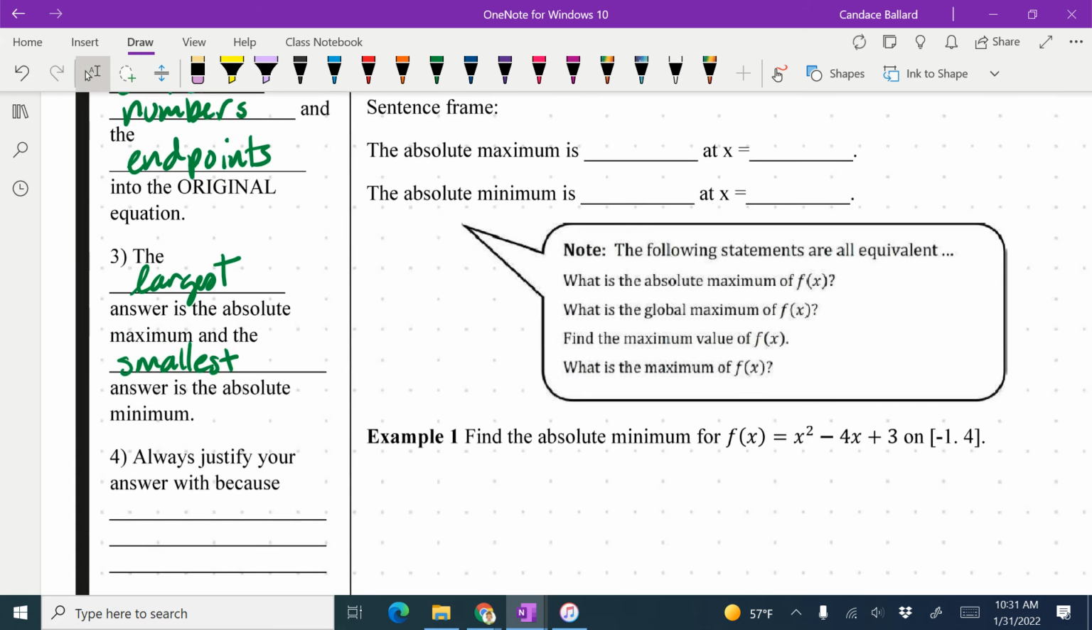Okay. We're going to edit this last part a little bit. I don't like what it says. So always justify your answer with, and you can cross that out. College Board has come out and said that the table is a valid justification. So you don't have to write out all the becauses, like we did with the locals, or the relatives. You just have to write, justify your answer with the table and conclusion sentence.